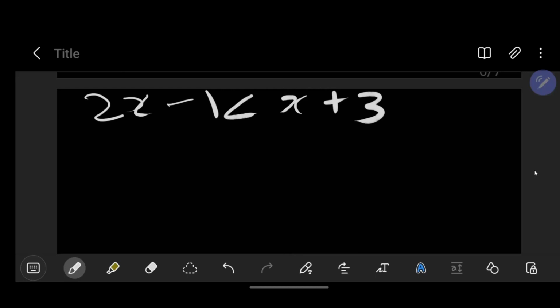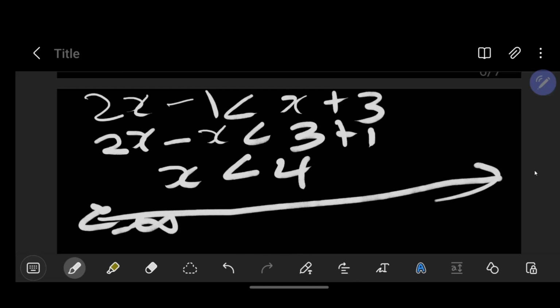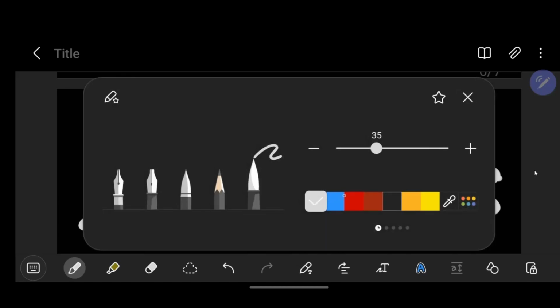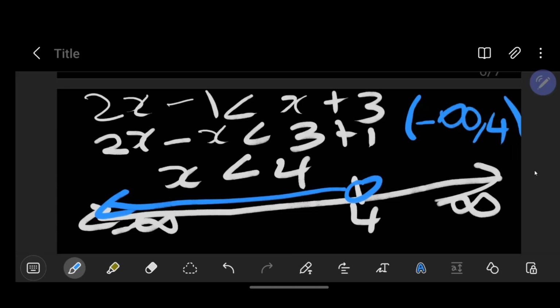So let's do the first thing of bringing all the like terms together. So we have 2x minus x is less than 3 plus 1, which means that x is less than 4. If we were to draw this, we would have negative infinity to infinity. We would have 4. However, 4 is not included, so it's a round circle moving all the way to negative infinity. So we would then write this as round bracket, smallest first, negative infinity to 4 round bracket.